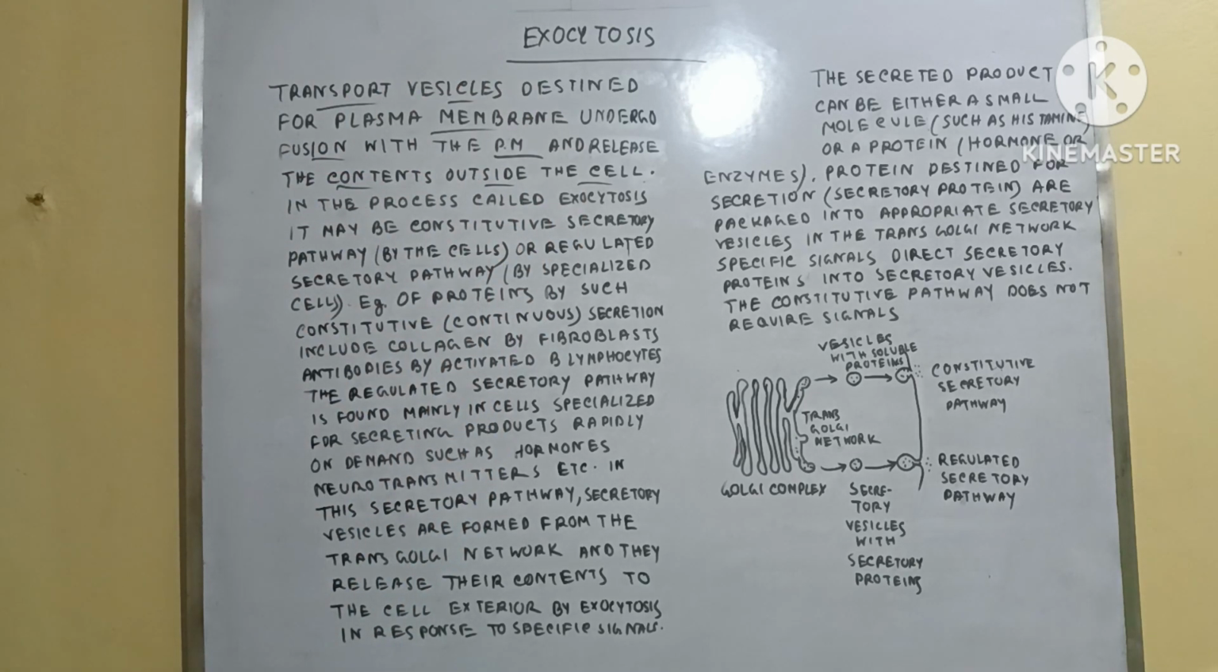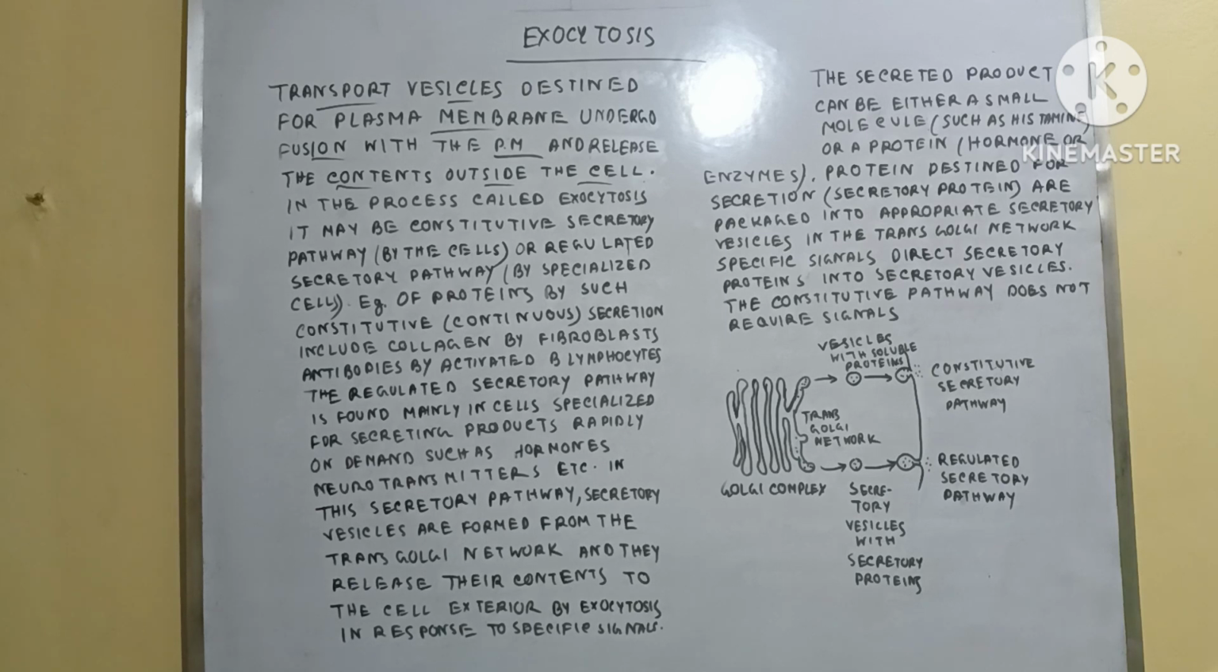The vesicles may contain proteins or hormones or enzymes, etc. They fuse with the plasma membrane of the cell and the contents are released from the cell. The process by which this happens is called exocytosis.